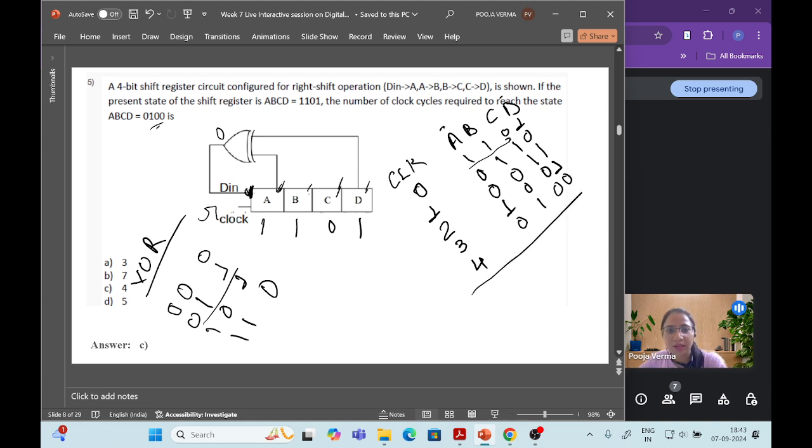So they have asked the number of clock cycles required to reach the state ABCD 0, 1, 0, 0. So we have reached 0, 1, 0, 0. How many clock pulses are required to reach this stage? That is 4, right? So 4 clock pulses, or you can say 4 clock cycles, are required to reach this stage, that is 0, 1, 0, 0. So option C is the correct answer for this question.